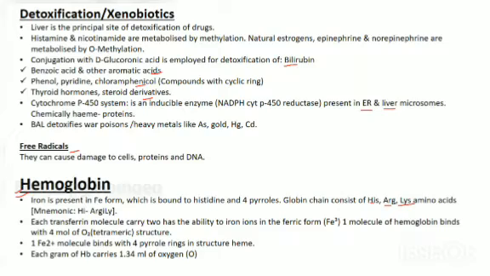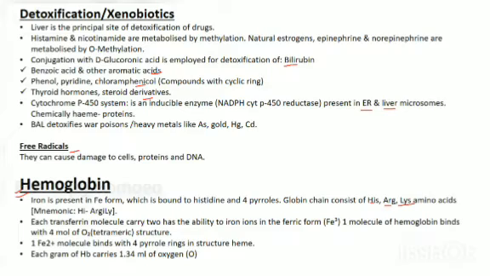Next topic is detoxification of xenobiotics. The main site for the detoxification of drugs is the liver. Histamine and nicotinamide are metabolized by methylation. Natural estrogens, epinephrine and norepinephrine are metabolized by O-methylation. Conjugation with D-glucuronic acid is employed for detoxification of bilirubin, benzoic acid and aromatic acids, phenol, pyridine and chloramphenicol, thyroid hormone and steroid derivatives.